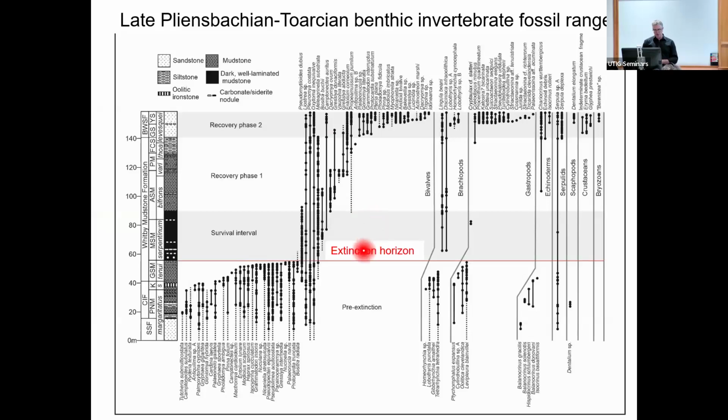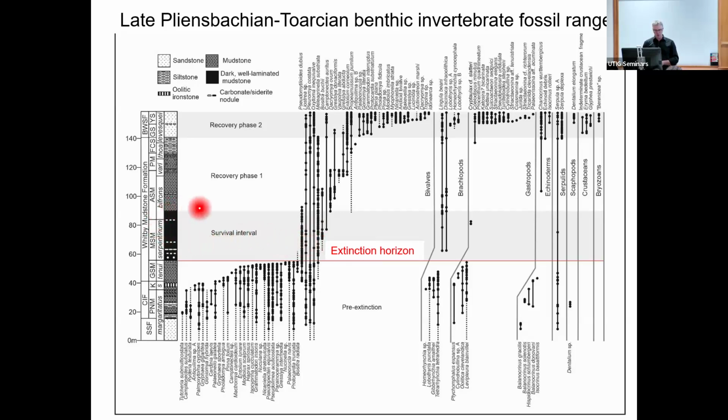So we have called this period of time the survival interval, although that's not really the best term, because that implies that animals are surviving from this extinction, where that's not really the case. Actually, we're getting a change into a different sort of opportunistic style of ecosystem. But it's a term that has been used for this sort of phenomenon elsewhere in the geological record.